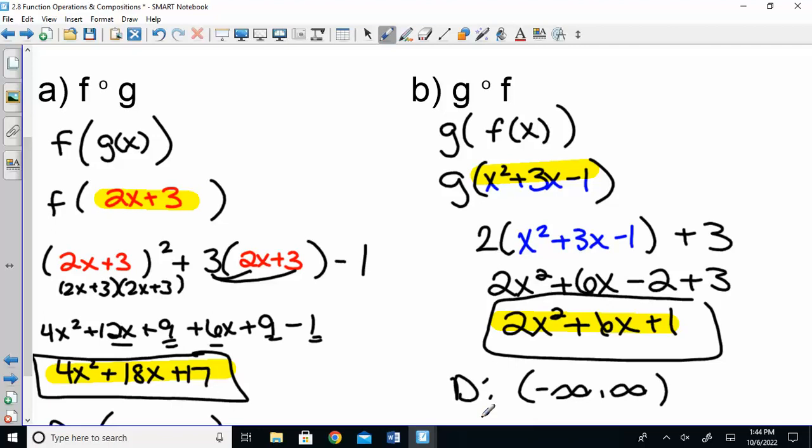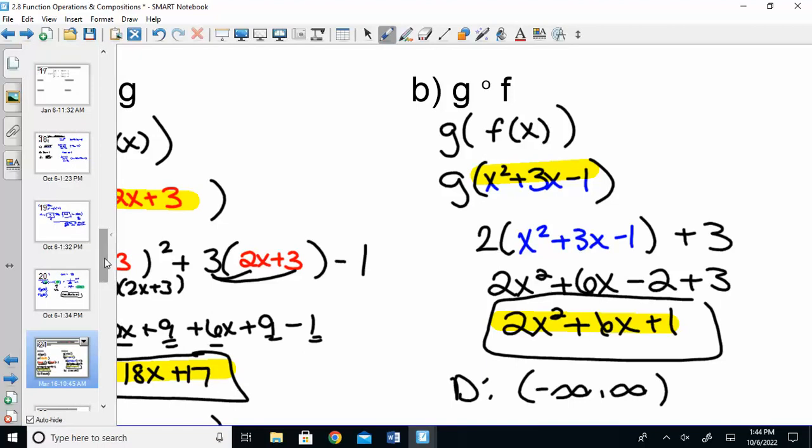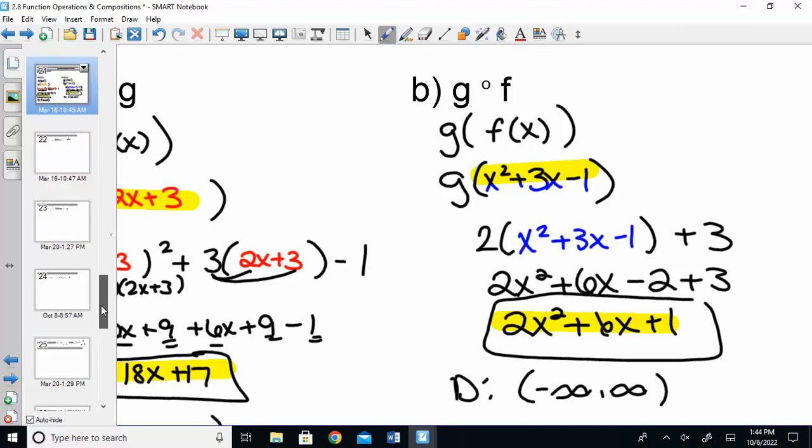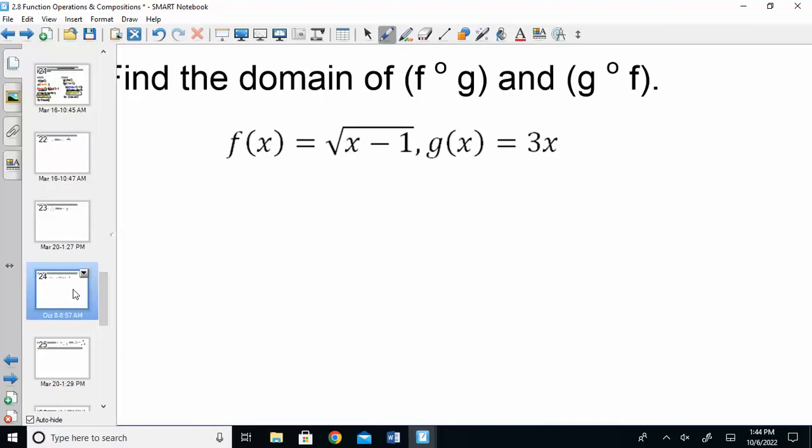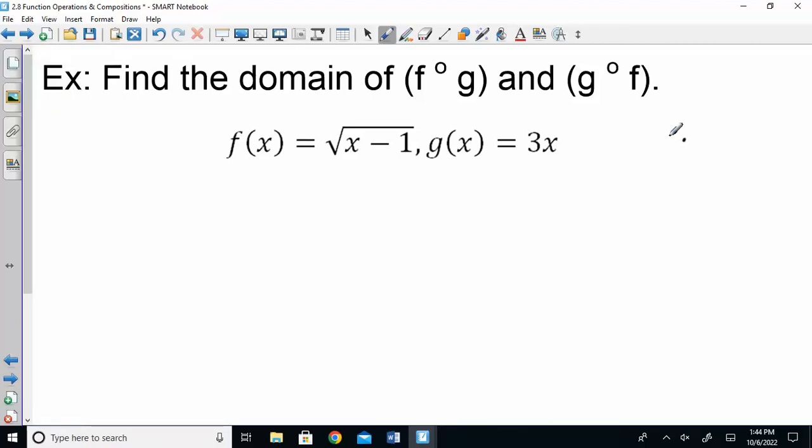Okay. Can we try another one? Yes. Let's do... Let's skip around. Yeah, let's do this one. All right, so again, I want to do each composition and its domain.